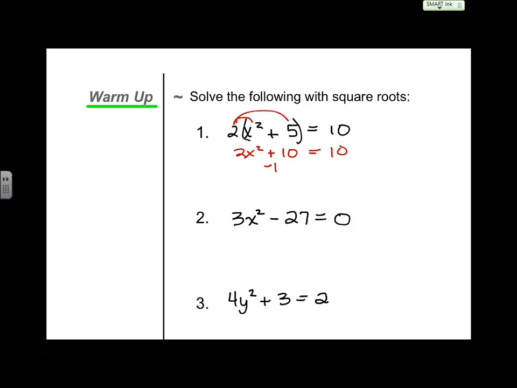Okay, so you guys at least were learning last night that if there is just an x squared in a number, we want to get the x squared alone, right? I'll put the 2 under it. So 2x squared equals 0. And divide both sides by 2.